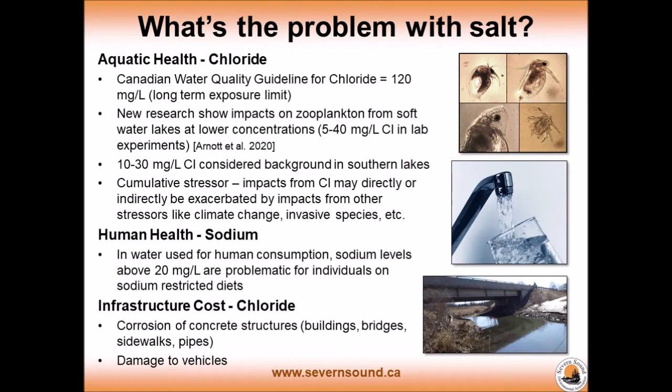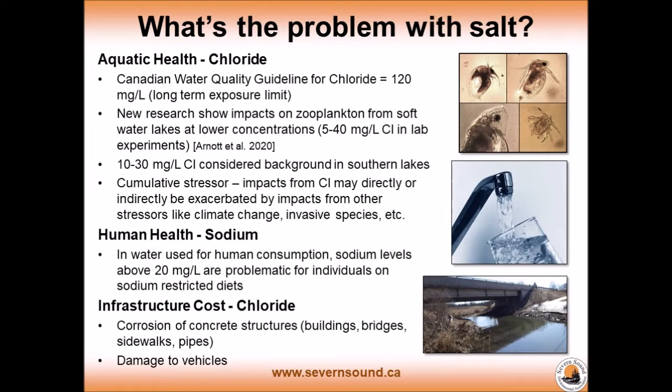So what are some of the issues with salt? We can sort of break this down into aquatic health, human health, and infrastructure costs. In terms of aquatic health, it's chloride that's more the issue. So the guideline in Canada is 120 milligrams per liter. So this is for a longer term exposure. However, newer research has shown that the impacts on some aquatic animals like zooplankton might actually be lower than that.